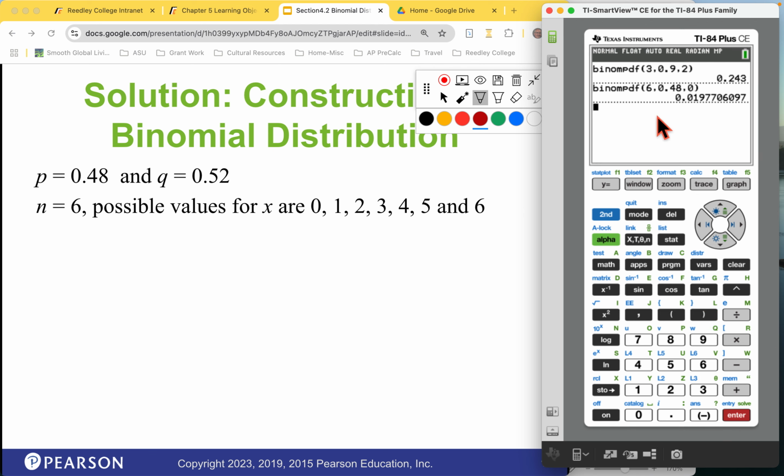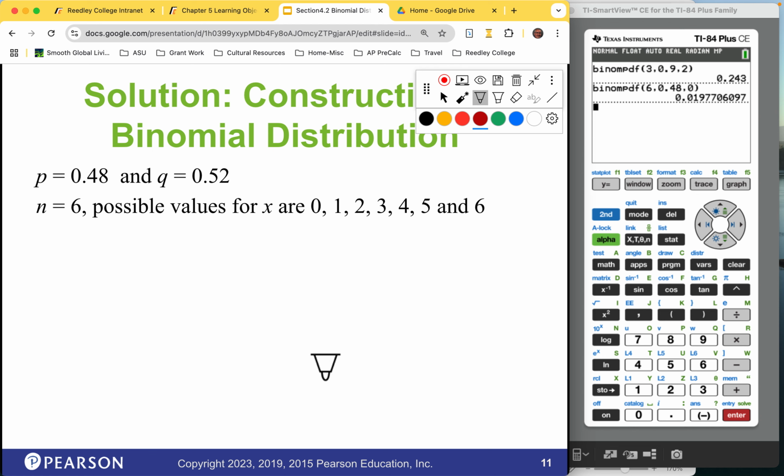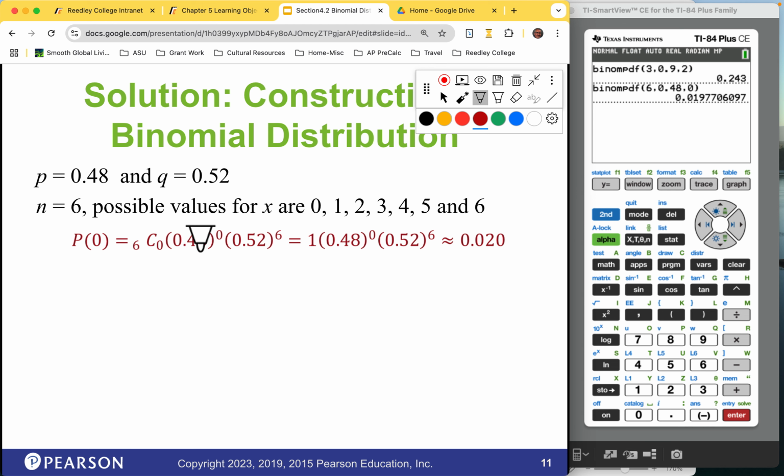And it gives us 0.01977. So if we round it to 3 decimal places, that's about 0.02. Over here, we're going to have the PowerPoint use the formula. Notice 0.48 to the 0 power, no successes. 0.52 to the 6 power, 6 failures. And they have to use this combination because of how many ways it can be done. But they got the same value we received, right?